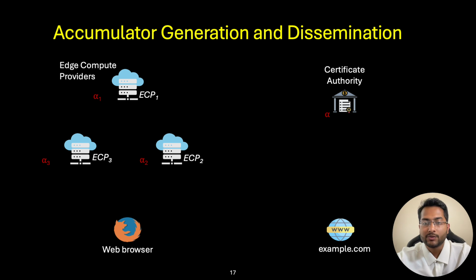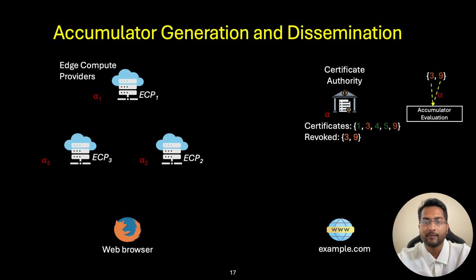Also, CA is responsible for creating the accumulator from the list of the revoked certificates, and this value of the accumulator is actually public. Which means CA can disseminate this value of the accumulator to all the ECPs and the client.